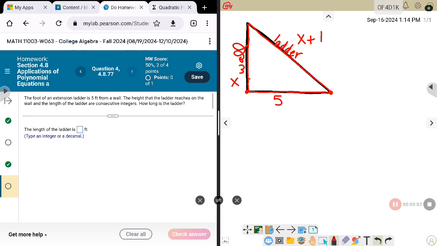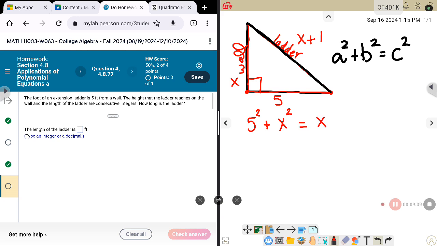So again, it made a right triangle like the last one, so I am going to use my Pythagorean theorem. Now remember, the ladder side, that diagonal called the hypotenuse, has to be the C side. So I'm going to write this out. The ground will be 5 squared plus the wall side, x squared, equals the ladder side, which will be x plus 1 squared.